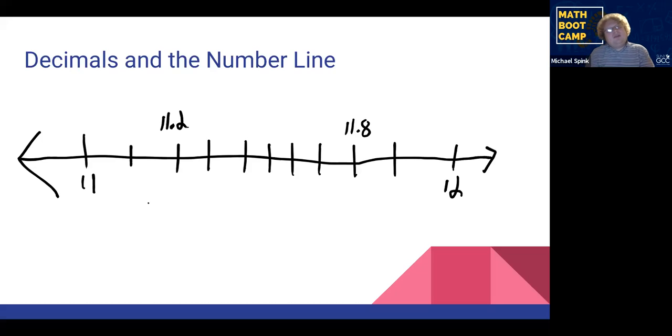If we have 11.3, that is closer to 11 than 12. So the nearest whole number will round down to 11. If we have 11.7, that's closer to 12 than it is 11, so we will round up to 12.